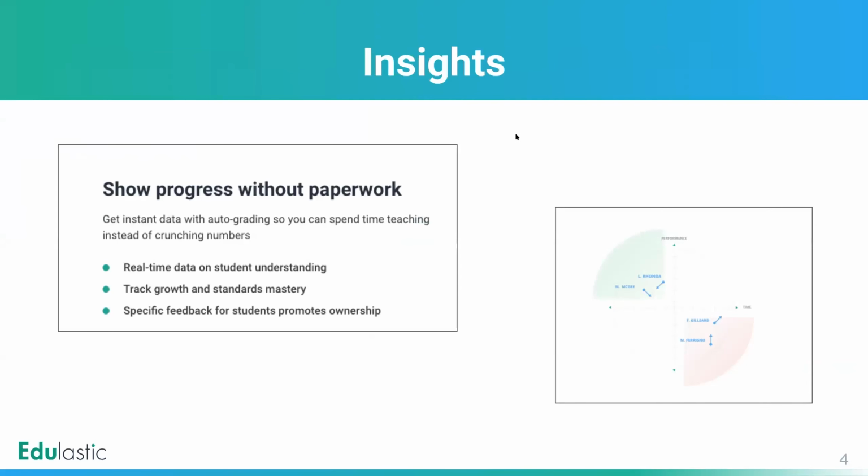And then there's an insights area where, as I mentioned, we show time, the effort that they put in, as well as the scores. So we're looking at these, in this case, 4 students. We're looking at performance and we're seeing which students were the highest performing, and then also time spent. So we can see which students are spending the most or least time in Edulastic. So you get real-time data on student understanding. You can track growth, you can track standards mastery, and this goes above and beyond just this view that you see here. And then specific feedback for students promoting ownership.